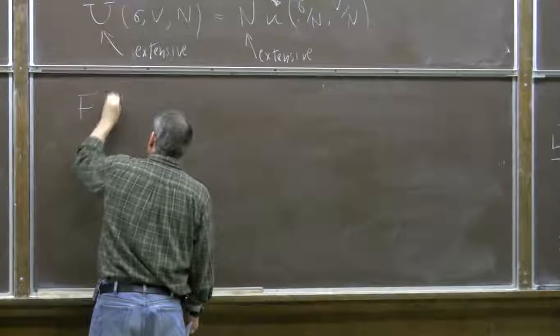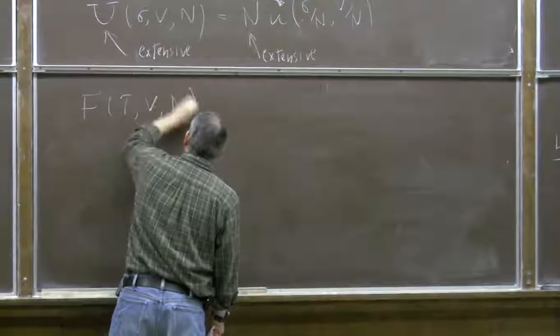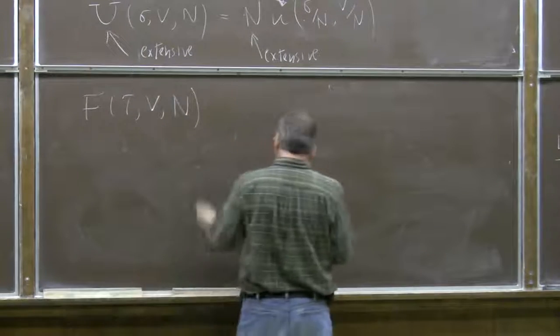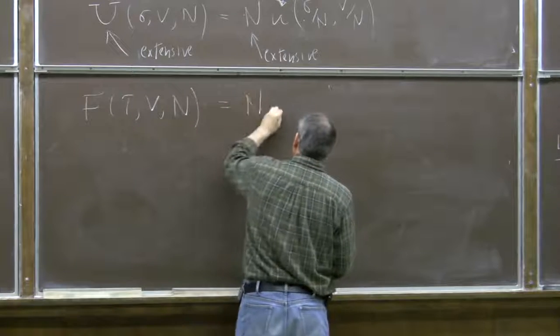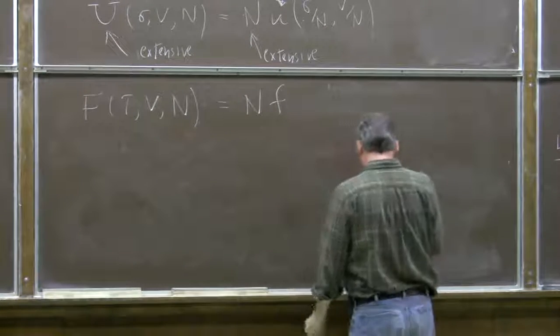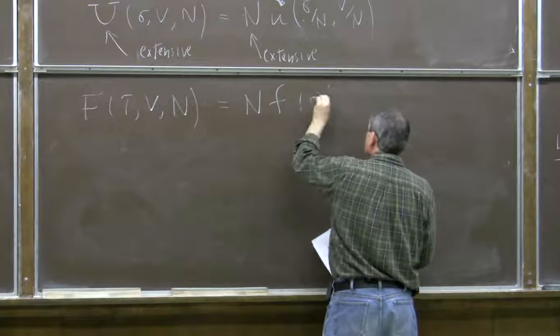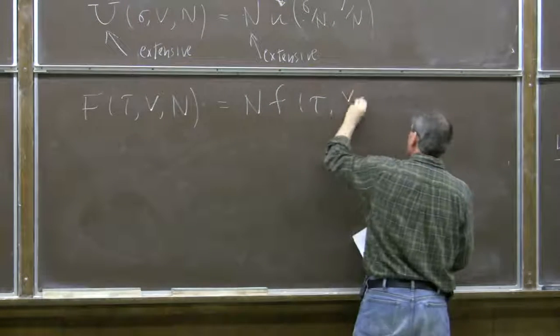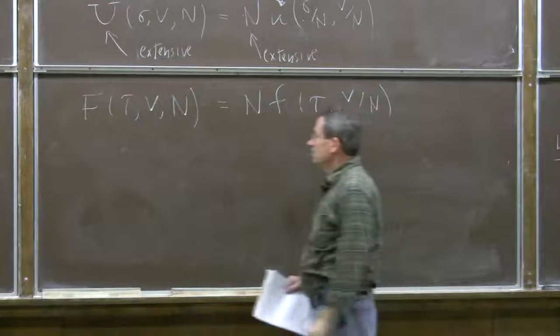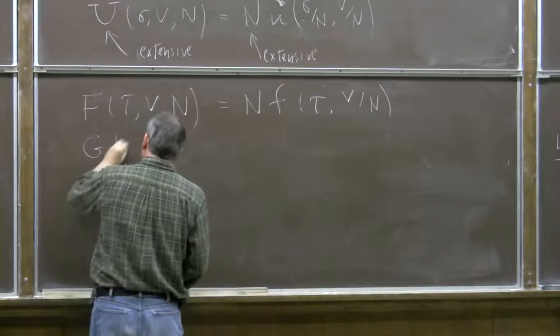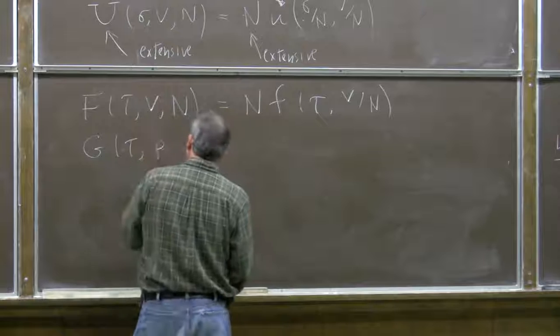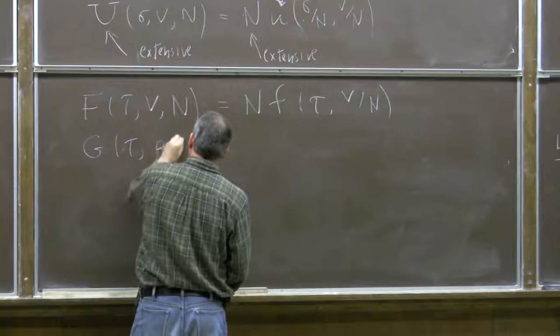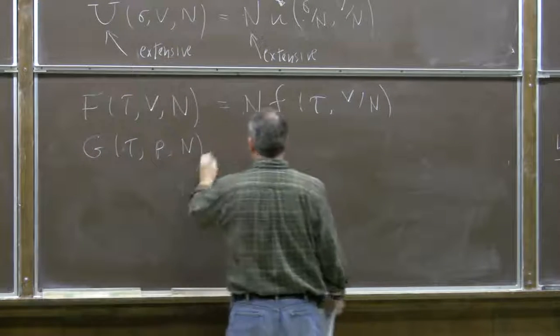Helmholtz free energy depends on temperature, volume, and number of particles. So I can write it as n times Helmholtz free energy per particle, which has to be a function of intensive quantities, the temperature, and the ratio of volume to number of particles. The Gibbs free energy is a function of two intensive quantities, temperature and pressure, and the total number of particles.